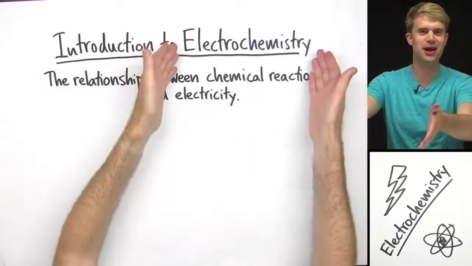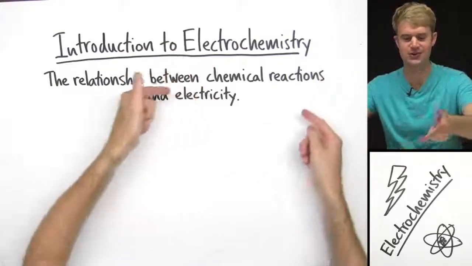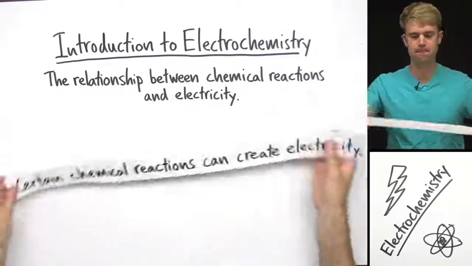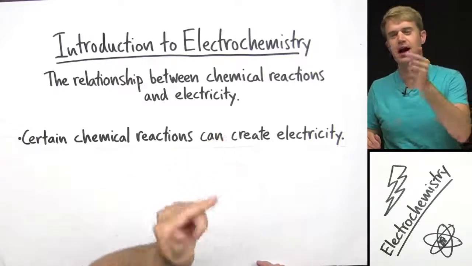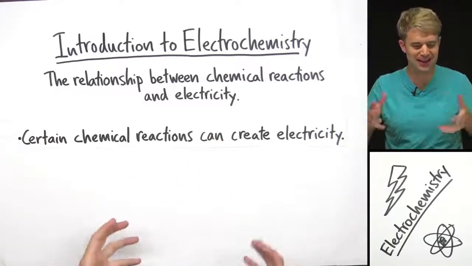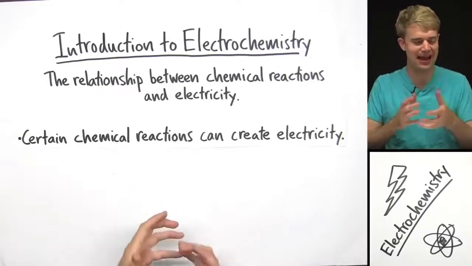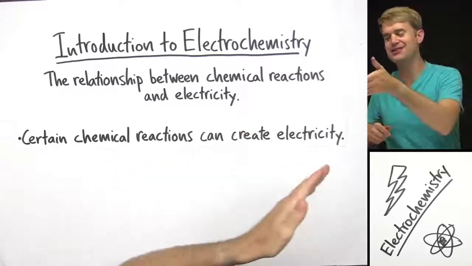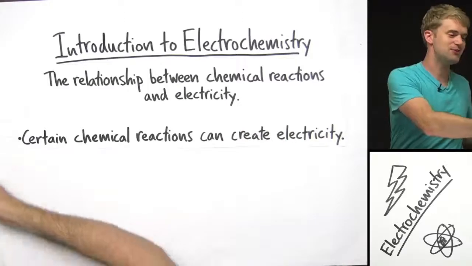When we're studying electrochemistry, there are basically two main ways that chemical reactions and electricity interact. Here's the first one. Certain chemical reactions can create electricity. Okay, so that's what's going on in a battery. There are chemicals inside the battery, they react together making a chemical reaction, and that chemical reaction creates electricity. Okay, so that's the first way that these two things interact with each other.